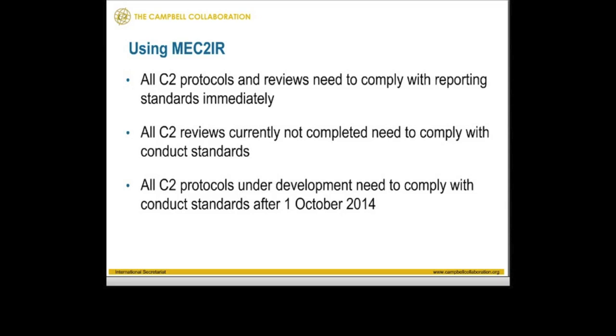And these need to be completed for all protocols that have not been accepted yet and all reviews in publication. So if a team is working on a review currently and the protocol has been accepted but the review has not as of October 1st, 2014, the review team needs to take the time to go through the MECIR standards and expectations and make sure that the review complies with these expectations.